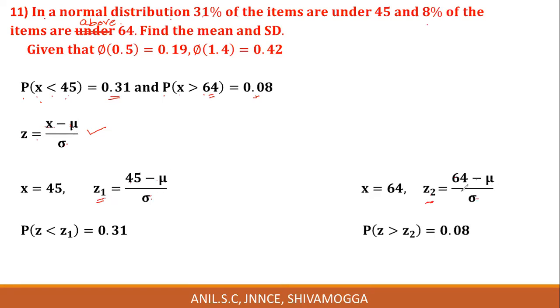Therefore, writing P when X less than 45 is equal to 0.31 is the same as writing P of Z less than Z1 is equal to 0.31. This is because when X is equal to 45, Z is equal to Z1. Similarly, writing P when X greater than 64 is equal to 0.08 is the same as writing P where Z greater than Z2 is equal to 0.08. This is because when X is equal to 64, the corresponding Z is denoted by Z2.